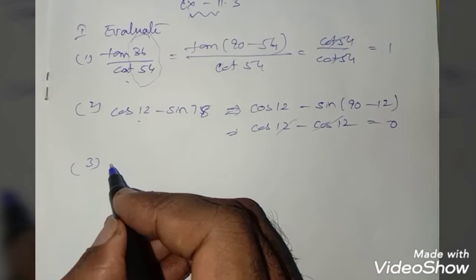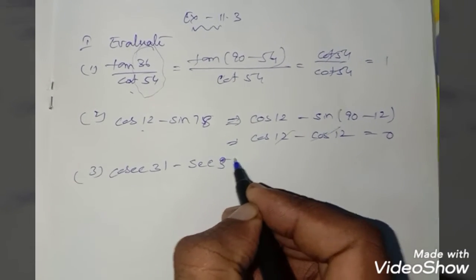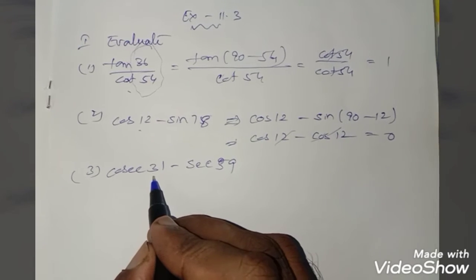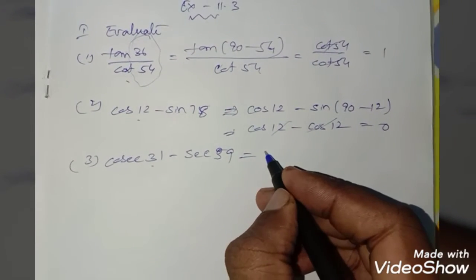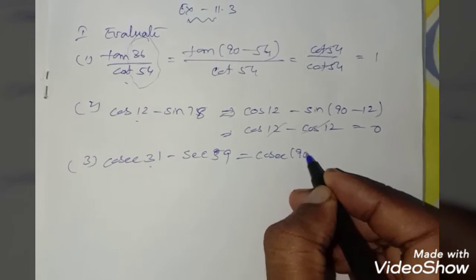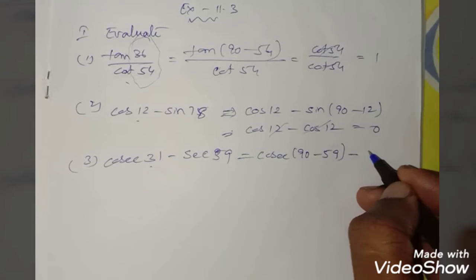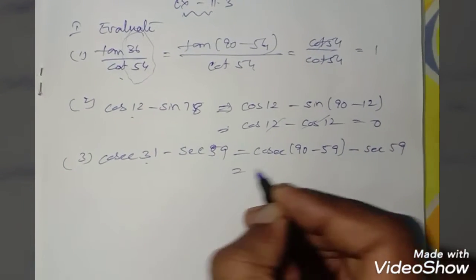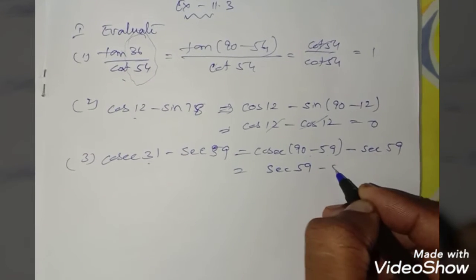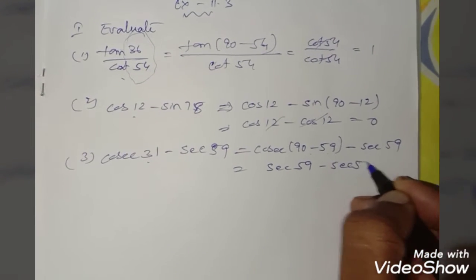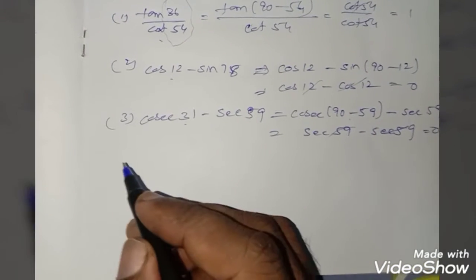Now if I go for the third question, that is cosecant 31 minus secant 59. Now 59 plus 31 is 90 degrees, so I can convert into complementary angles. Convert this cosecant, that is cosecant (90 minus 59). 90 minus 59 is 31, minus secant 59. Now cosecant (90 minus theta) is secant theta, so secant 59 minus secant 59. Now if I cancel, you'll get 0. So like this we can show the values.